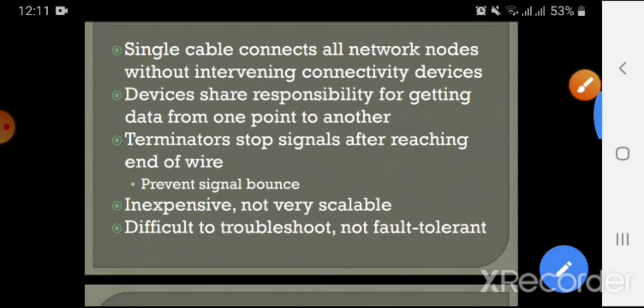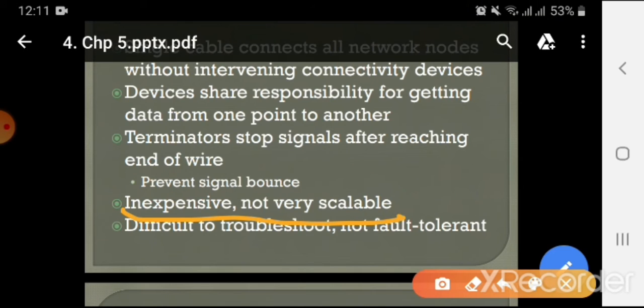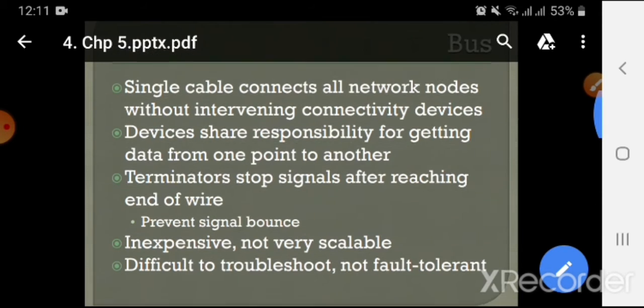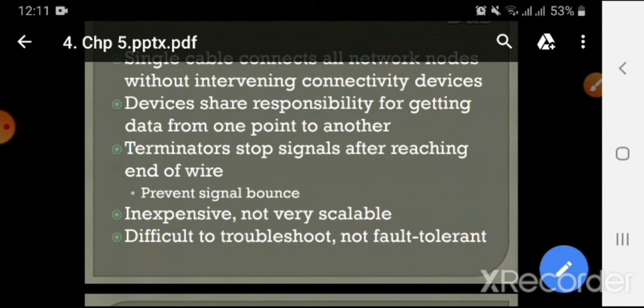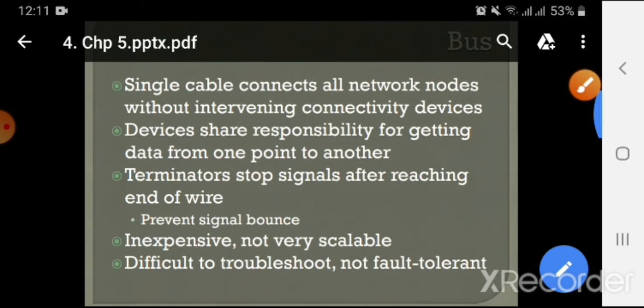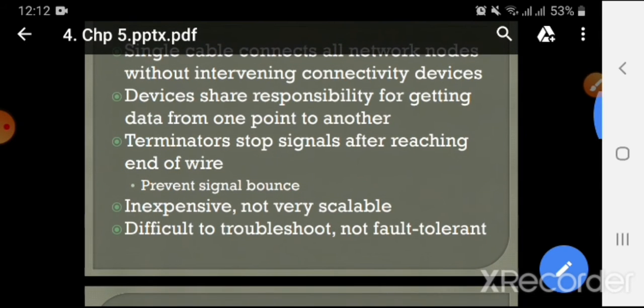As it uses a small cable, it is inexpensive, which means it is cheap, but it is not recommended to apply in a network because it is difficult to troubleshoot. Difficult to troubleshoot means it is difficult to repair. It is very difficult for us to find out where the error is, and to find and fix that error.